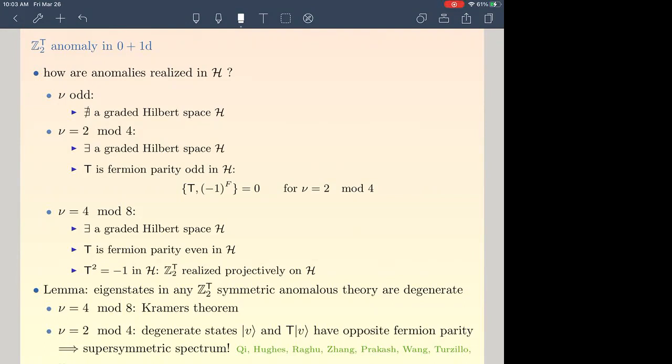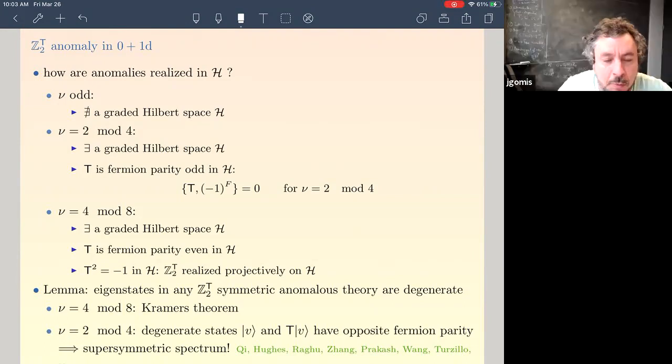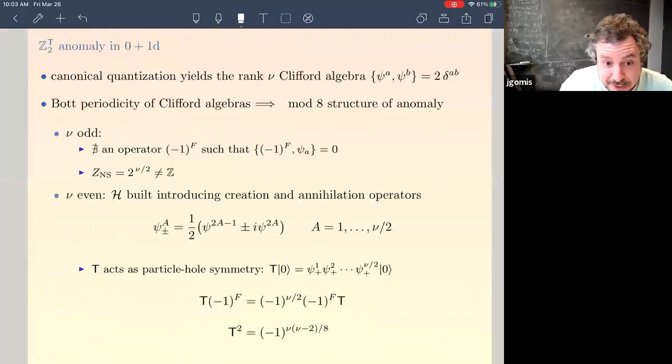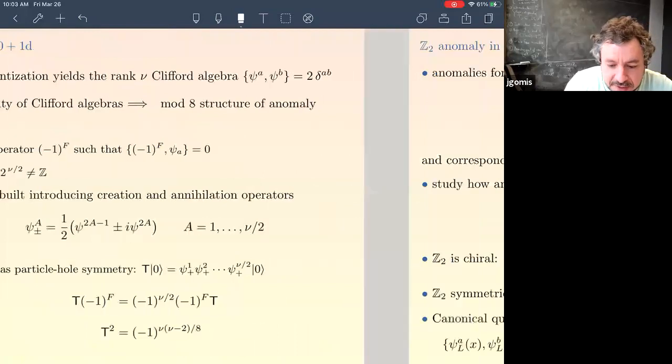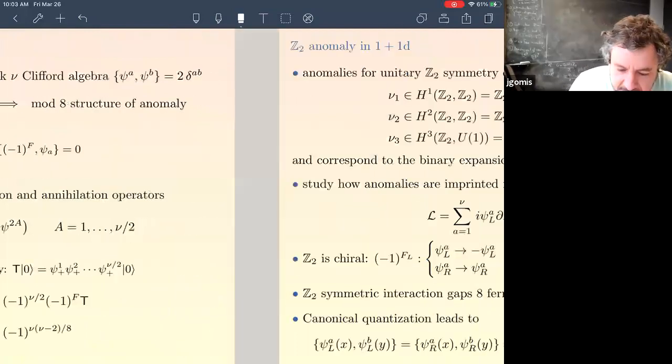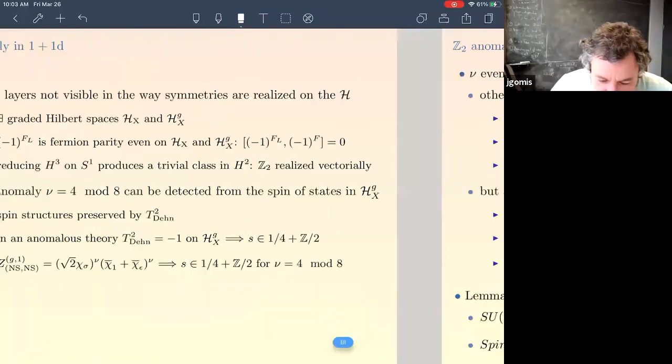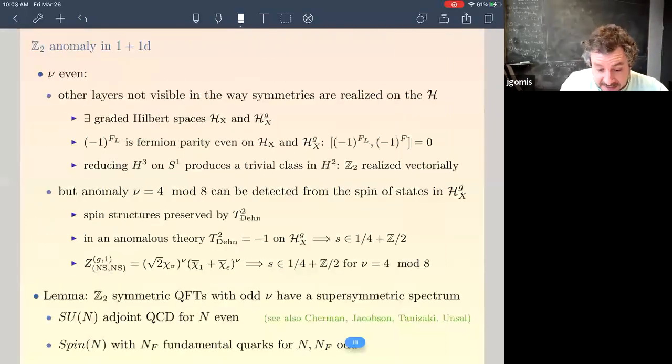Because if nu is not 2 mod 4, then T in this case is not fermion odd. And therefore you have no statement about the supersymmetry. And in fact, it's not supersymmetric. I mean, if you look at the actual examples that we think we know what the answer is, the spectrum is not supersymmetric.